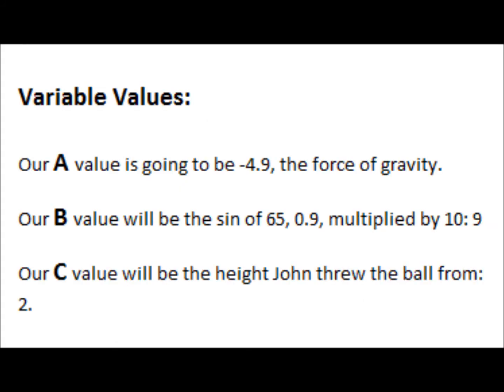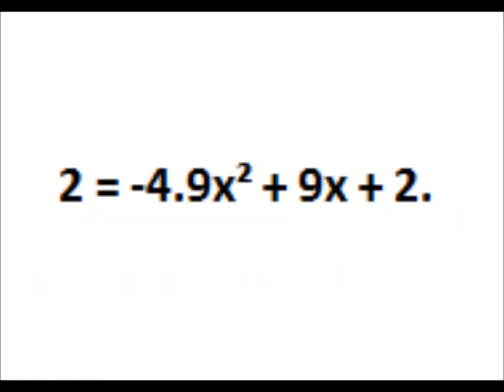Now let's take a look at our variable values. Our A value is going to be negative 4.9, the force of gravity. Our B value will be the sine of 65, 0.9 multiplied by 10, which will equal 9. Our C value will be the height John threw the ball from, or 2. This time, the ball is going to be received at height 2.